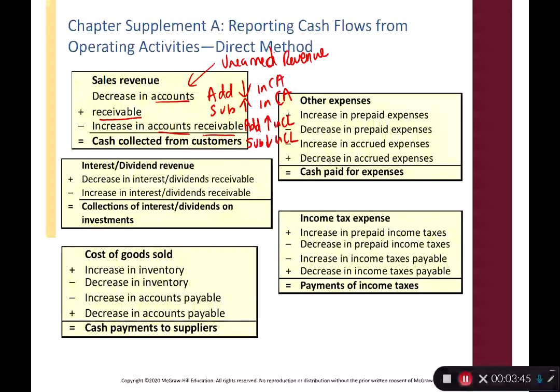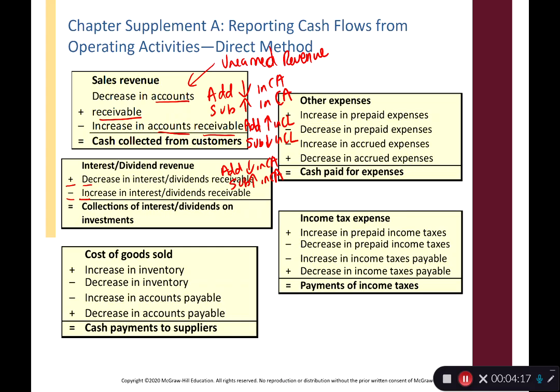With interest and dividend revenue, we do the same thing. We are going to add decreases in current assets and subtract increases in current assets that relate to interest or dividends. The primary and only accounts I can think of that would relate to interest and dividend revenue would be the interest and dividend receivable that they're showing here. And you can see assets are opposite. We're adding decreases and subtracting increases.